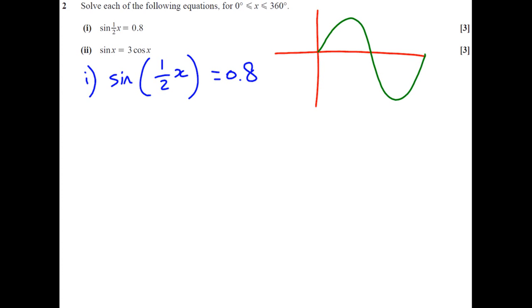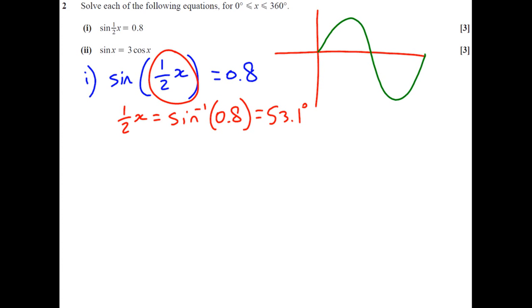To get one solution of this angle, we're going to do sine to the minus 1 of 0.8, and we're in degrees, so make sure your calculator is in degrees. Sine to the minus 1 of 0.8 gives 53.1 degrees. That's one answer for a half x. If you think where you are, always think this is 360, 180, 90 here, and 270 here. So we've got an answer of 53.1, which is this distance away from 0.